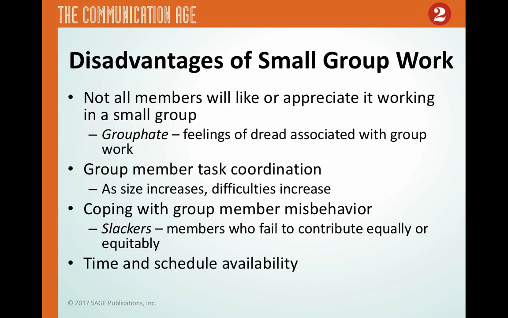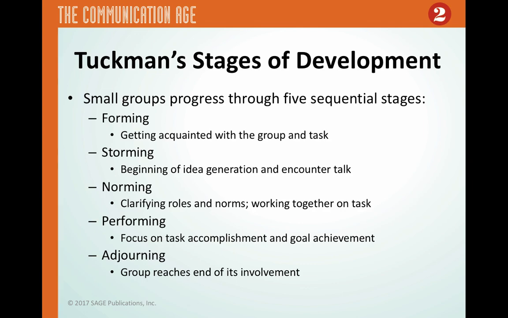Group member task coordination can be difficult, especially as size increases. It's difficult to increase task coordination and making sure everybody's doing what they're supposed to do when there's so many pieces of the puzzle in motion. Group member misbehavior is always a pain in the butt, and this relates to group hate and why a lot of people don't like working in groups. You often have slackers, people who fail to contribute what they're supposed to, and that can be very problematic in small group work. And then also timing and scheduling things that work for everybody is a huge problem and a huge disadvantage because it takes a lot of coordination.